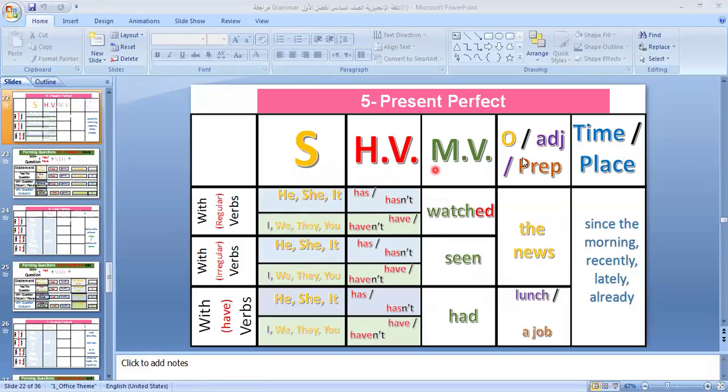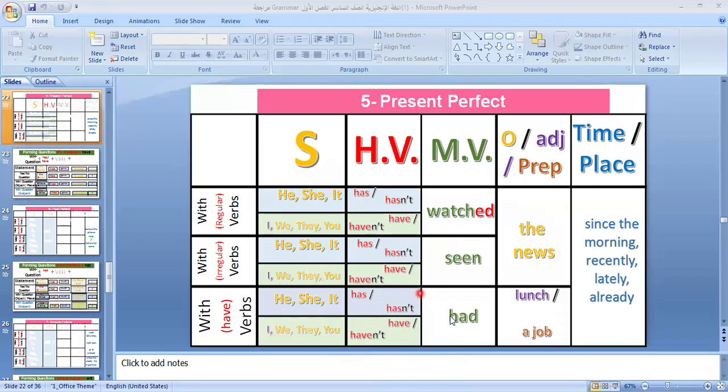In this tense we use the subjects he, she, it, I, you, we, they. He, she, it take has and hasn't. Has in the affirmative form, hasn't in the negative form, and we put ed at the end of the verb. So if we use he, for example, he has or hasn't watched the news. When we use I, I have or haven't watched the news. Here we have seen: he has seen the news, or he hasn't seen the news. They haven't seen the news.